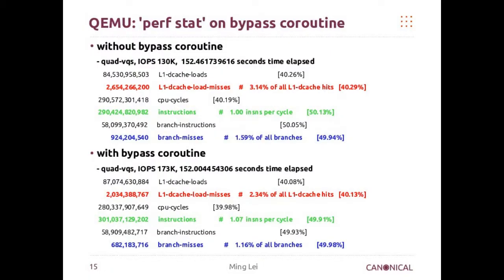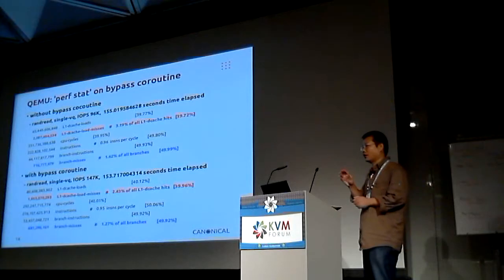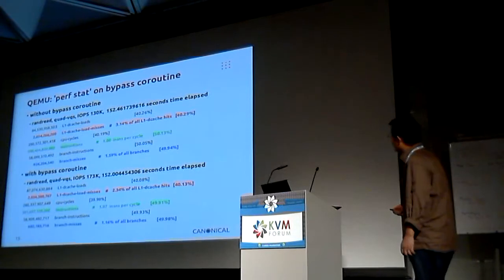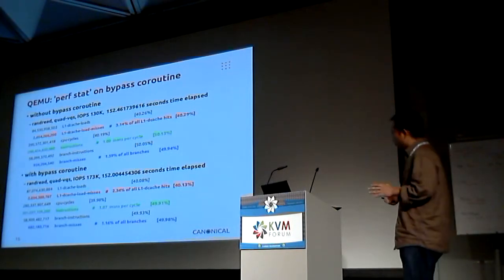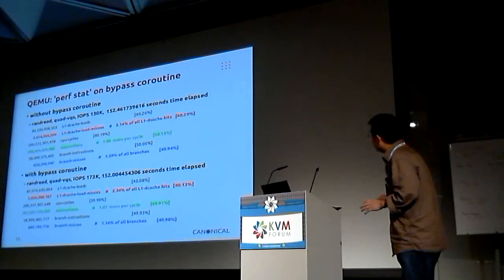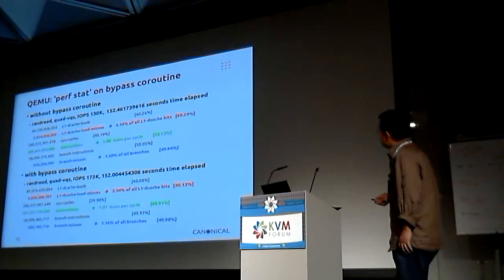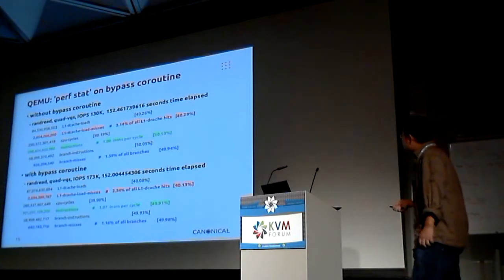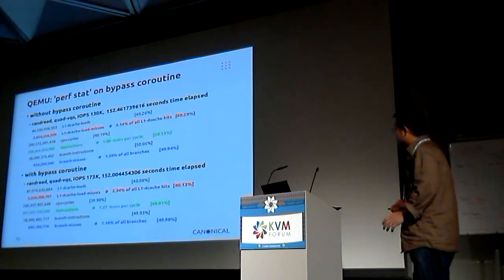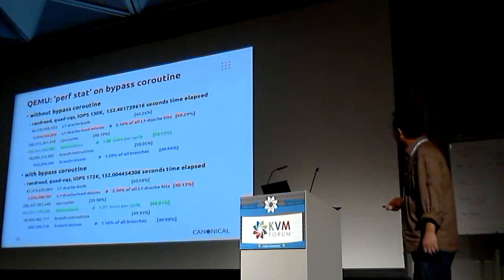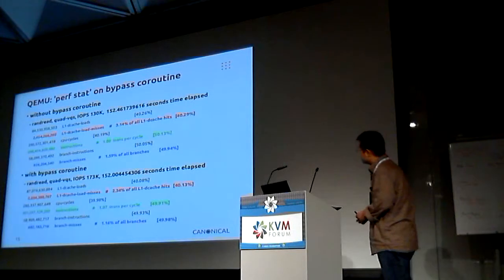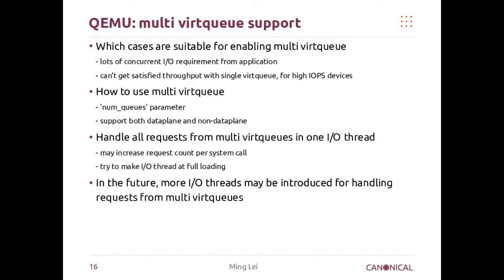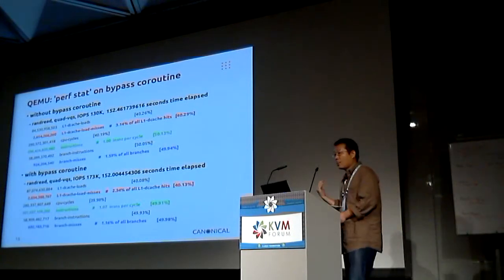Paolo's patch is quite direct. It's a bit simple: if we can do that, just bypass. This data from the second perf is with quad virtio-queue enabled. And this time, another count can be found: instructions per cycle. This number is increased by about 7%. So with bypass coroutine, we can even see the CPU runs code more quickly. That may be because of the lock contention on the virtqueue.